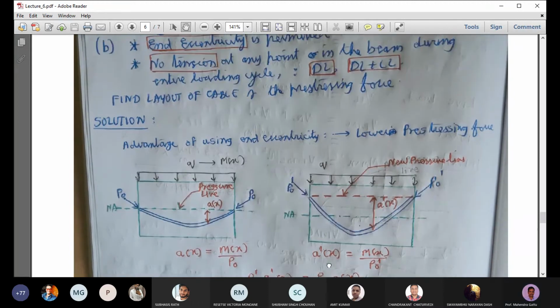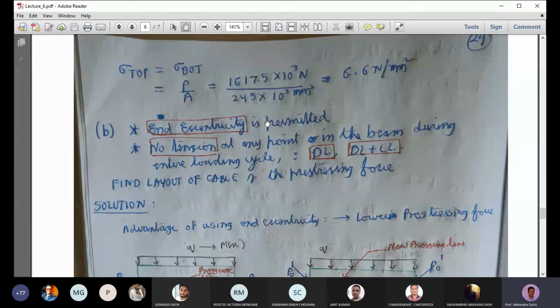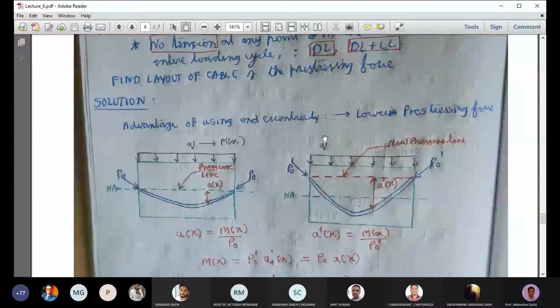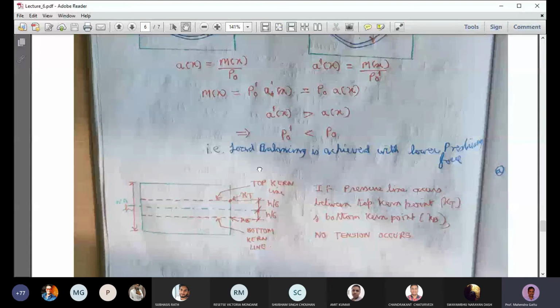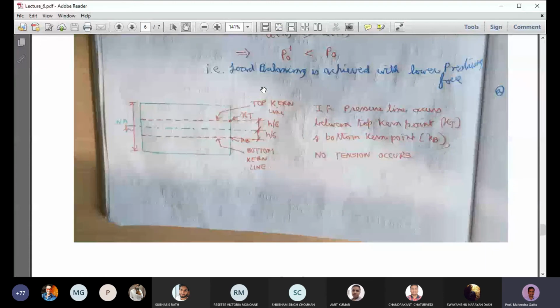So, the second condition, now that we are providing end eccentricity, is that no tension should occur at any point in the beam during the entire loading cycle. So during the dead load and during dead load plus live load. So to make sure that no tension is produced in the beam, yesterday in the last part of the class, we discussed the kern points, the top kern point and the bottom kern point. So this is the beam, and this is the neutral axis. At a height h by 6 above the neutral axis, we have the top kern line, and at a height h by 6 below the neutral axis, we have the bottom kern line.